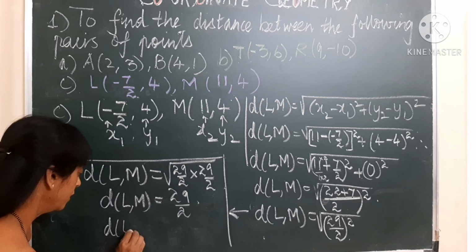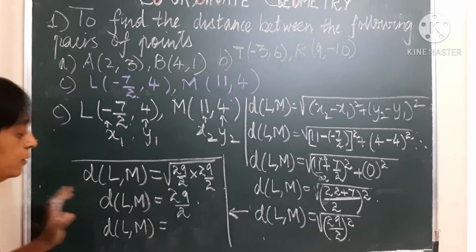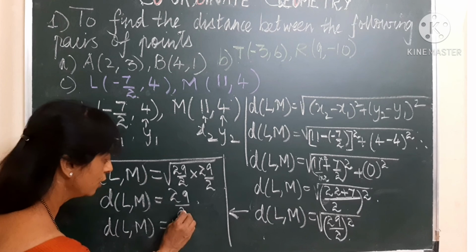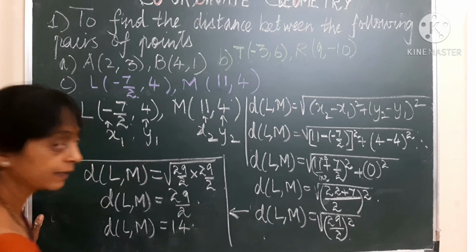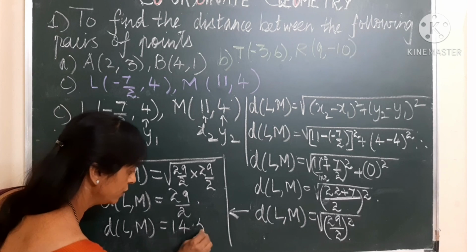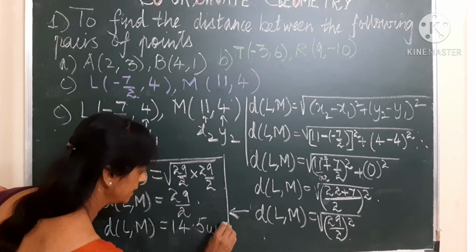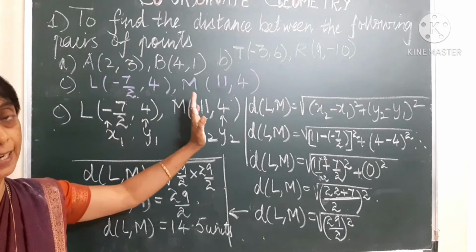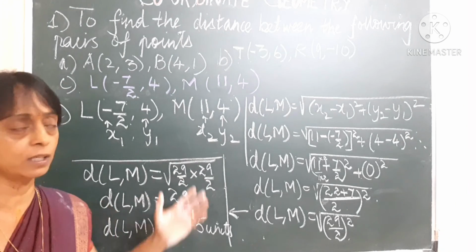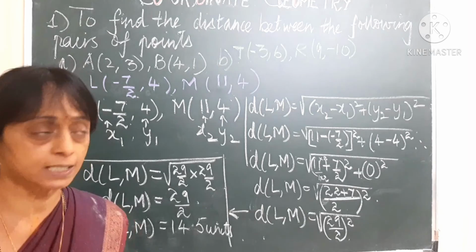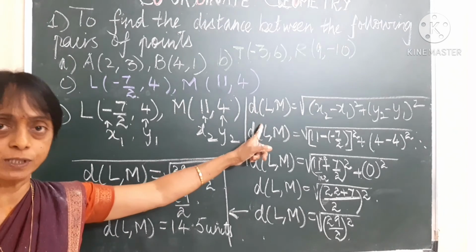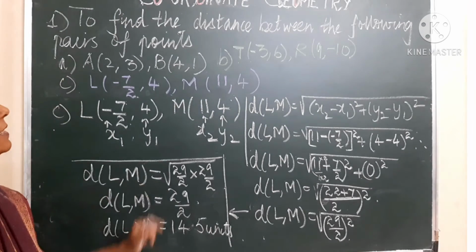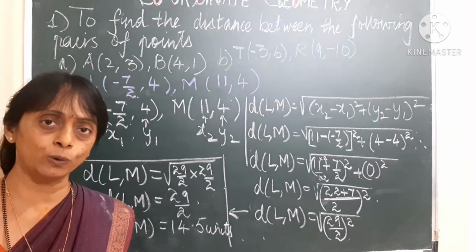Let's move on to still further reduce it. 29 divided by 2. 2 ones are 2. 2 fours are 8. Carry 1. So point 14.5 units gives us the distance between the 2 points L and M. So children, what did we use over here? For all the 3 problems we used the distance formula, which was given by the square root of x2 minus x1 the whole square plus y2 minus y1 the whole square.